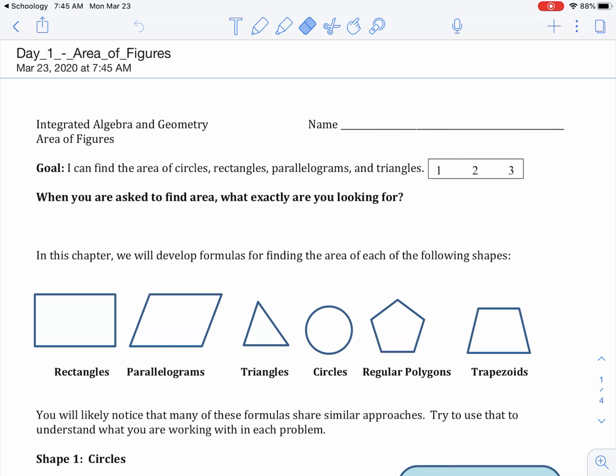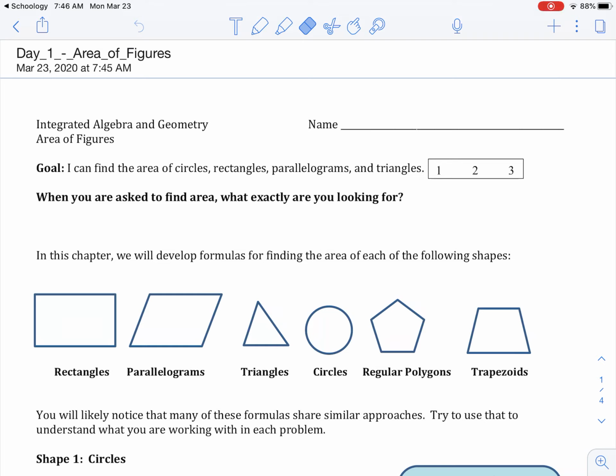Hello everyone, today we're starting chapter 10. Chapter 10 has to do with area. So let's get started. Our goal for today is I can find the area of circles, rectangles, parallelograms, and triangles. We'll add more figures to tomorrow's lesson.